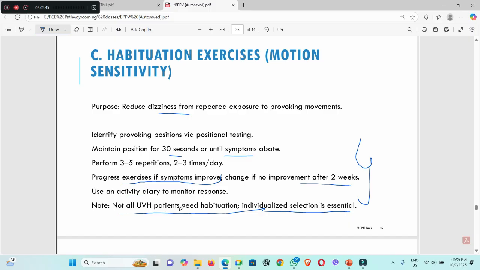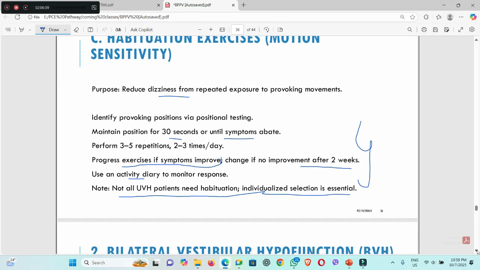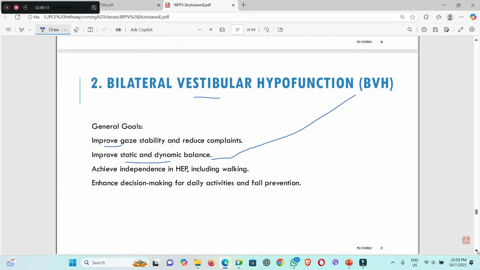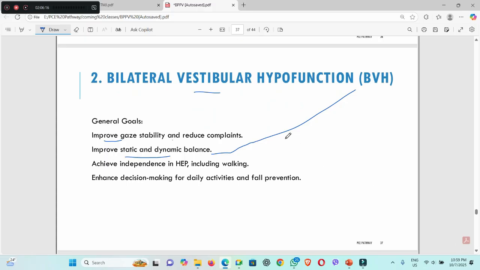Note, not all UVH patients need habituation. Individualized selection is essential. All this process is given in Maggie, guys, or you can watch one video, habituation exercises for UVH patient, maybe hardly 5 minutes. The same thing will be explained in the video. It will be easy for you to remember what habituation exercise is. No need to mug up, just watch a video, understand it, done.